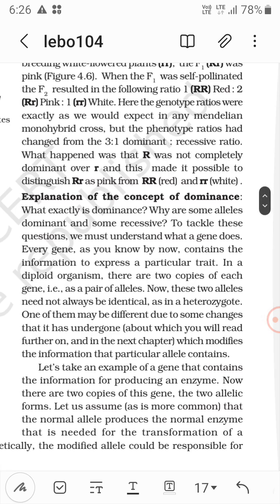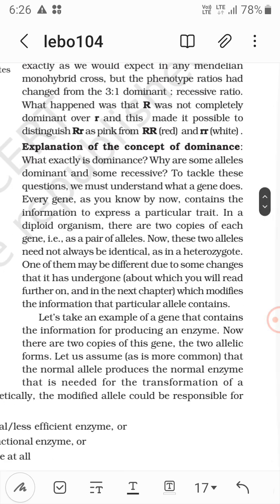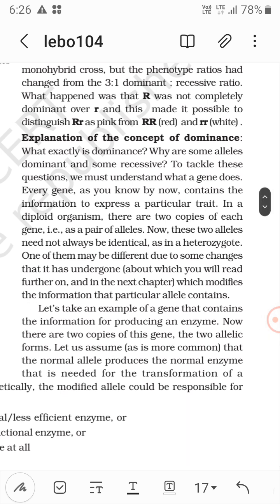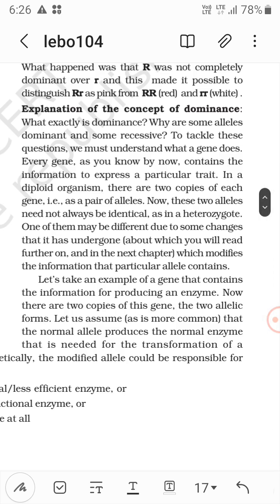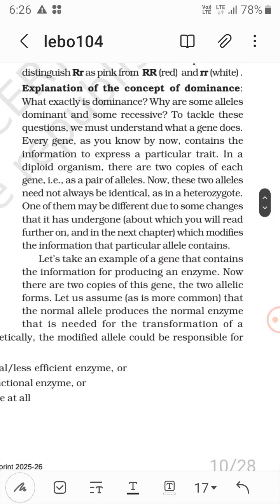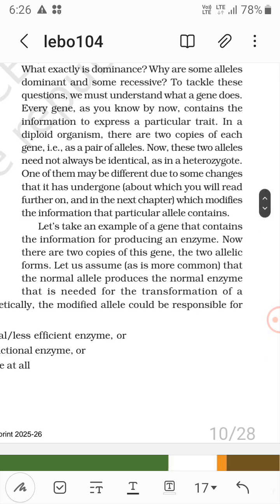In a diploid organism there are two copies of each gene, that is, a pair of alleles. Now these two alleles need not always be identical, as in heterozygous, where one of them may be different due to some changes it has undergone, which modifies the information that particular allele contains. So there are two copies of this gene, the two allelic forms.